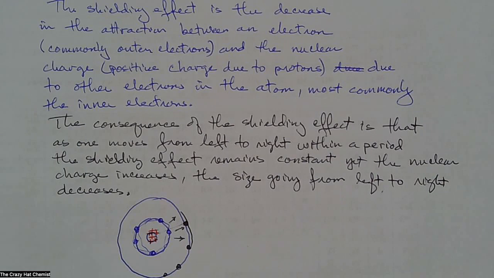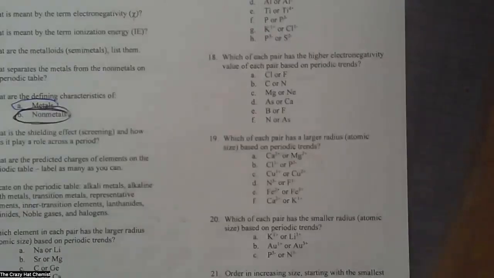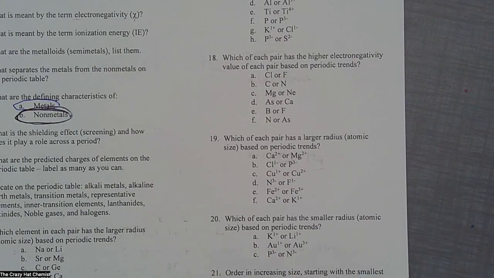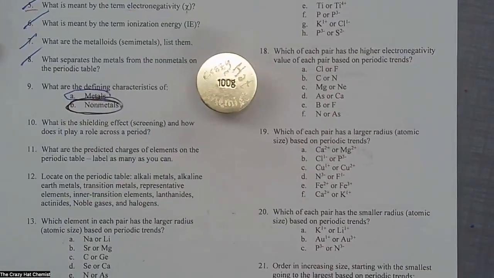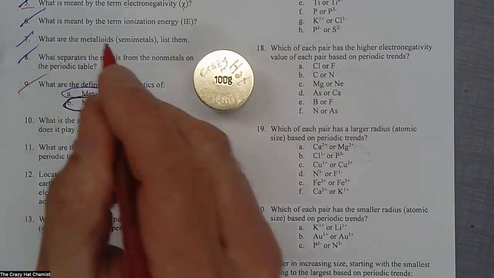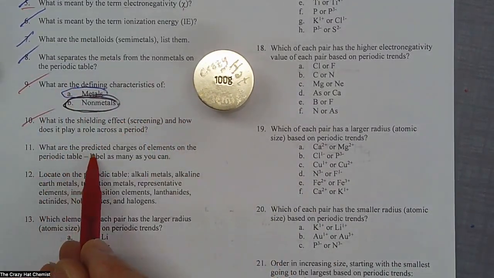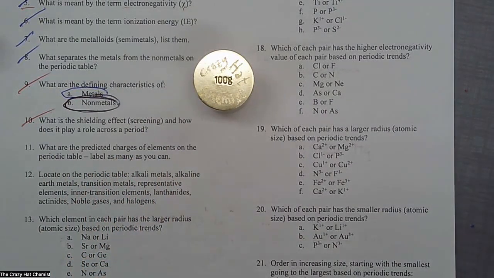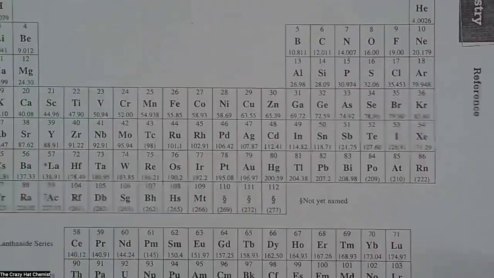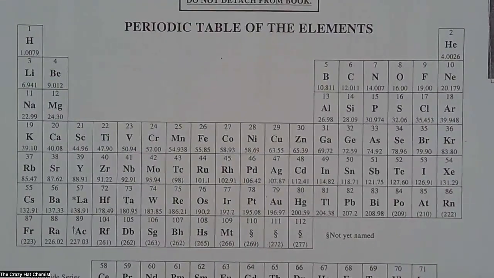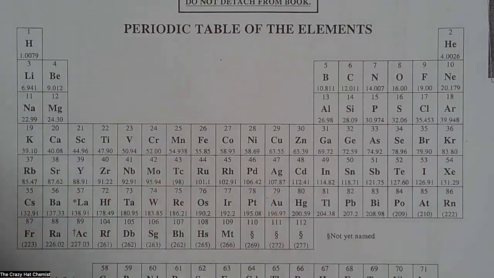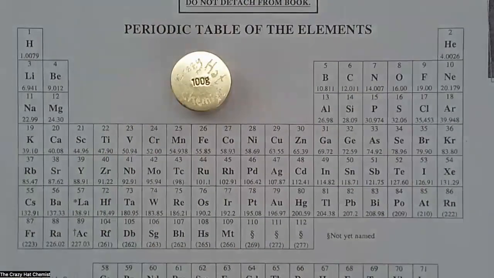All right. So let's figure out what our next question is. Here we go. So we got this down. What's the definition of metals and nonmetals? We got the shielding effect in. What are the predicted charges of elements on the periodic table? Label as many as you can. Oh my. So let's see what we can do here. We're going to pull out a periodic table, and we are going to write down as many of the predicted charges as are possible.